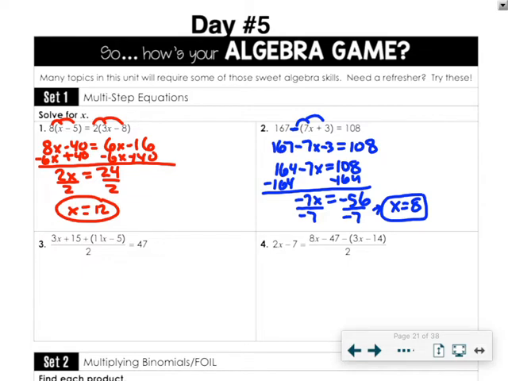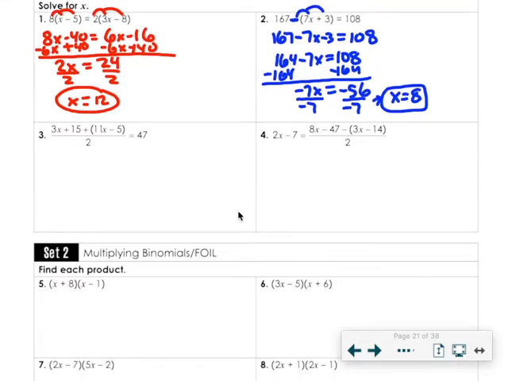Number 3, the whole thing is a fraction, so the easiest thing to do to deal with that is to cancel out the fraction by multiplying by whatever that fraction is on the bottom. So we're going to multiply both sides by 2. That's the first step we'll take. We're going to multiply this side by 2 and this side by 2. That's going to cancel out these 2's. What we have left is 3x plus 15 plus 11x minus 5 equal to 94.